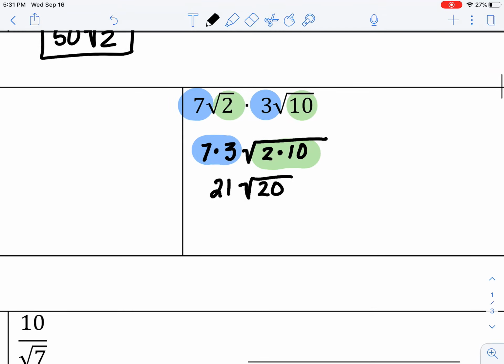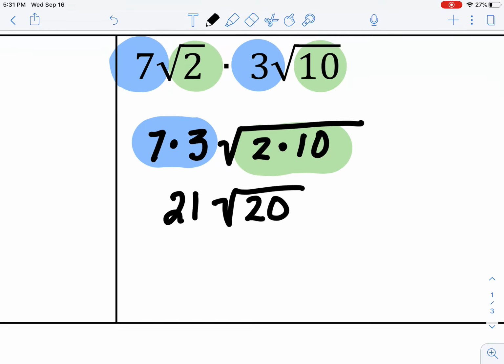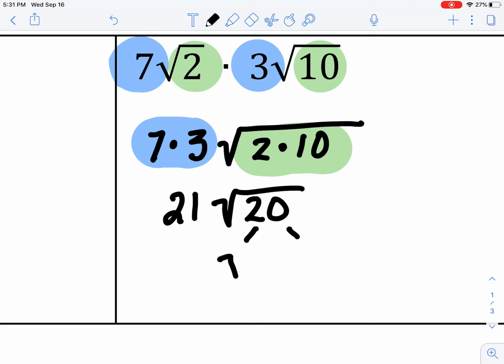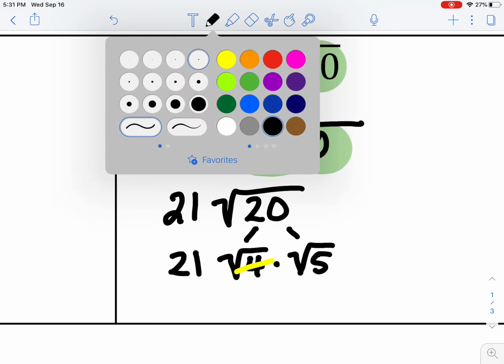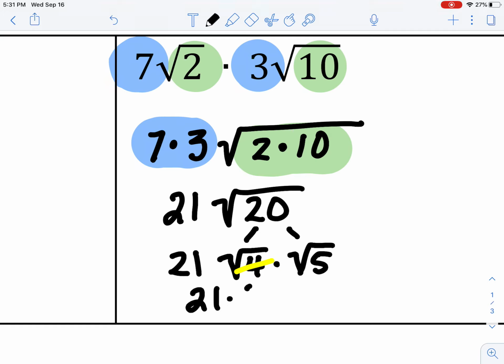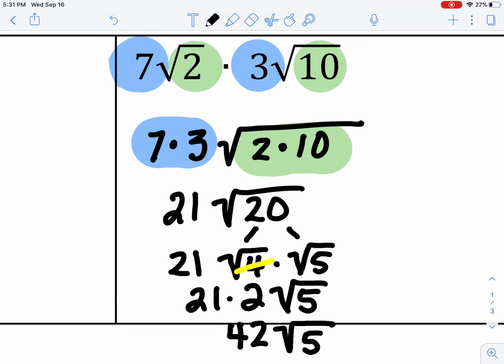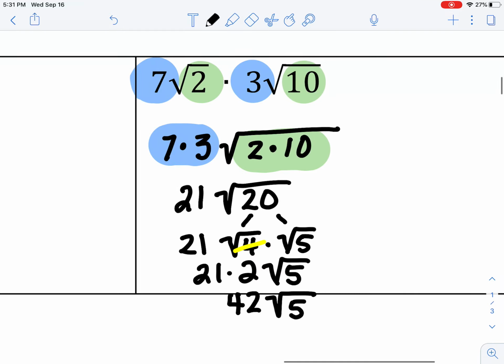And then you'd look at 20. 20 is not a perfect square, but it does have a perfect square factor. So we would rewrite this as square root of 4 times square root of 5. Bring down your 21. And then the square root of 4 gets out of your radical as a 2. So it would be 21 times 2 times square root of 5. So that would be a final answer of 42 square root of 5. Remember, you can pause the video at any time.